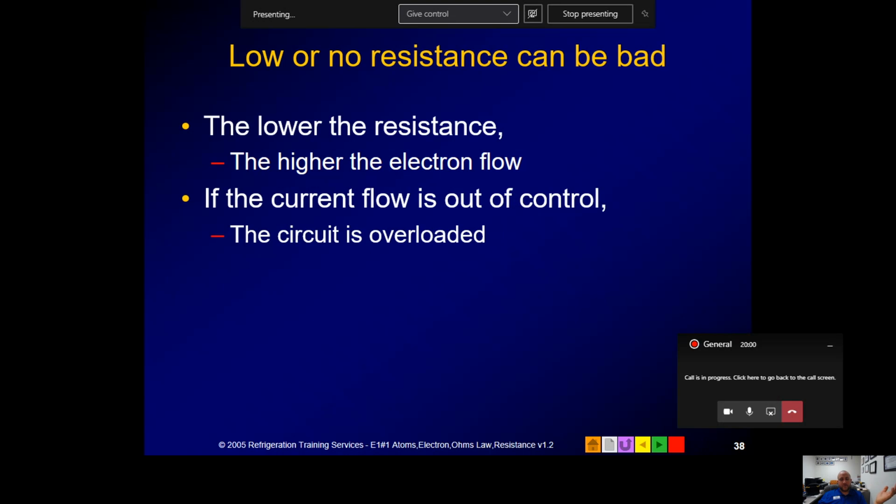Well, it's not always bad, depending on what I'm checking. If I'm checking a switch to see if it's open or closed, 0 is fine. That's what I'm expecting it to say. But if I'm checking a load or across the entire circuit, I need to have resistance somewhere. And if I don't, if I have no resistance to it, then what's going to happen?